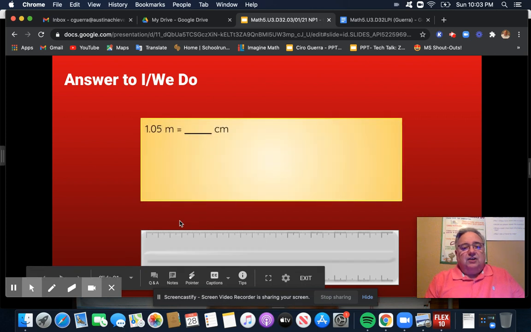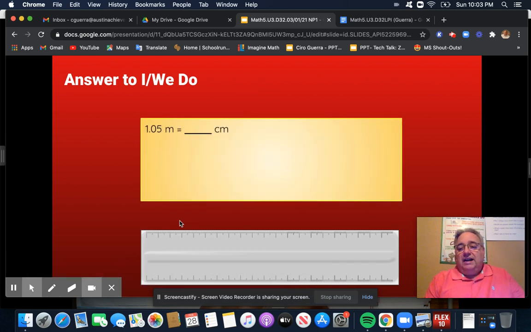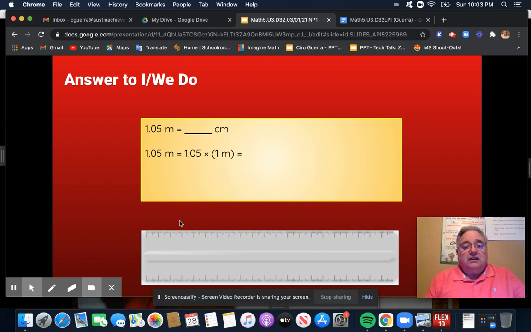The answer here is going to be in centimeters. We have 1 5/100 of a meter. How much is that in centimeters? Well, we know that we can take 1 5/100 meter times 1 meter to get the answer. When we look up how many centimeters a meter equals, we get 100 centimeters. So what is 1 5/100 meter equal to in centimeters?